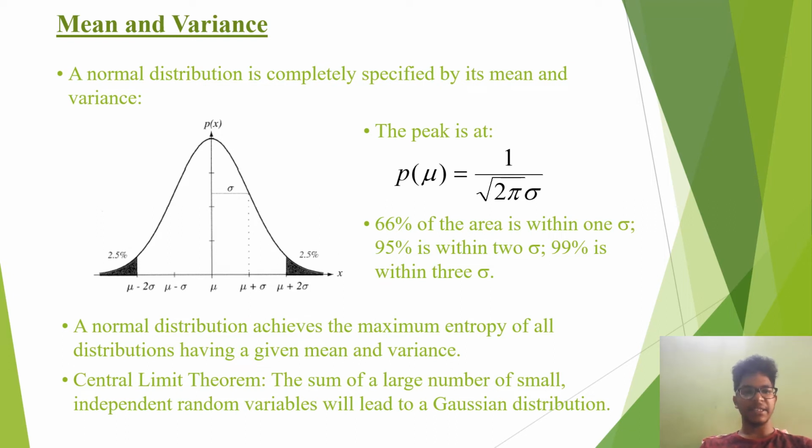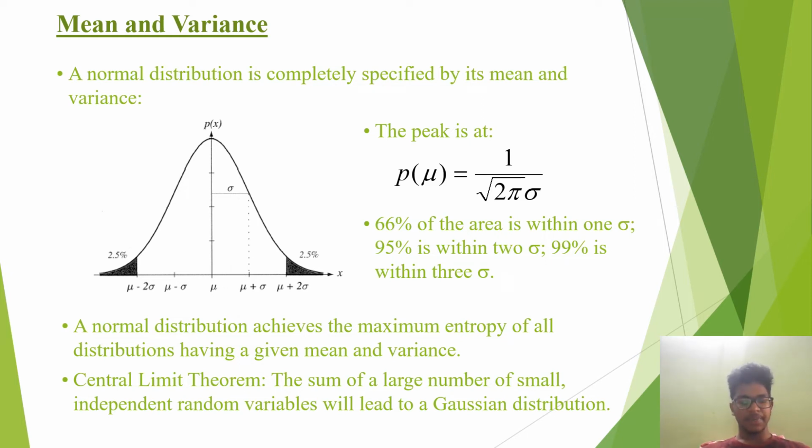Mean and variance. A normal distribution is completely specified by its mean and variance. The peak is at p of mu is equal to 1 by root 2 pi sigma. 68% of the area is within 1 sigma, 95% is within 2 sigma, 99% is within 3 sigma. The normal distribution achieves the maximum entropy of all distributions having the given mean and variance.